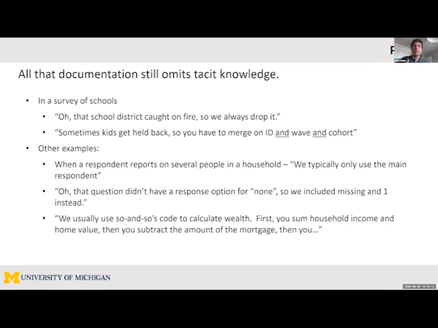Or because it's a longitudinal survey of kids in schools, sometimes they get held back. And so when you're merging data, you need to make sure that you merge on wave or an ID and cohort, because otherwise you'll get the same kid twice in 2 different waves or something like that. And this seems to crop up in virtually every data analysis example. Like, oh, if we reported on several people in the household, oh, we typically only use the main respondent. Like, if you're trying to calculate wealth in a survey, oh yeah, there are these 27 variables and we usually use so-and-so's code to do that. And basically, if you're not in the know, you would be lost.